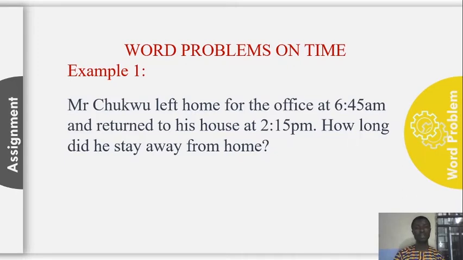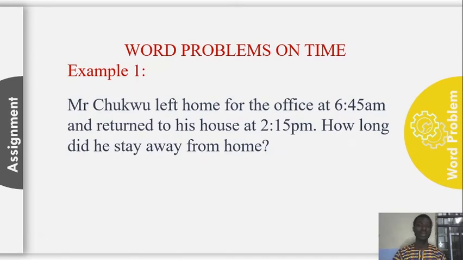Mr. Chukwu left home for the office at 6:45 a.m. and returned to his house at 2:15 p.m. How long did he stay away from home? I hope you understand the question. Mr. Chukwu left home for the office at 6:45 a.m. Remember, we did a.m. and p.m. in our previous class.